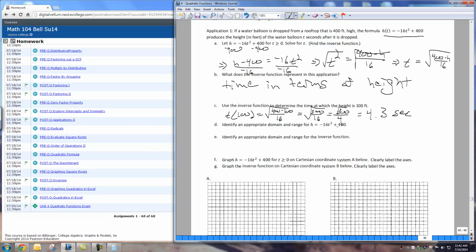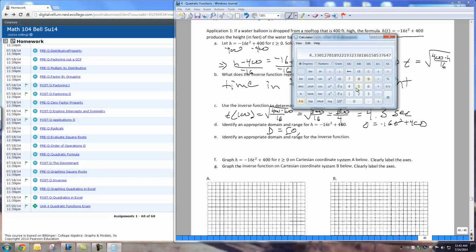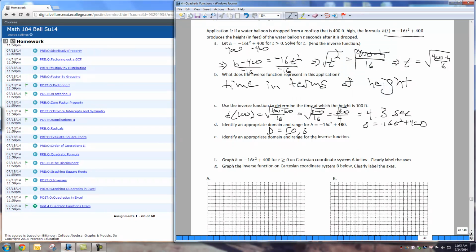Find an appropriate domain and range for h equals negative 16t squared plus 400. So for this function, my domain is going to go from time 0 to when it hits the ground. At what time does this hit the ground? Well, that's when this function is satisfied. So I would subtract 400, divide by negative 16, and then square root. So 400 divided by 16 equals 25, and the square root of 25 is 5. So it takes 5 seconds for this object to hit the ground.